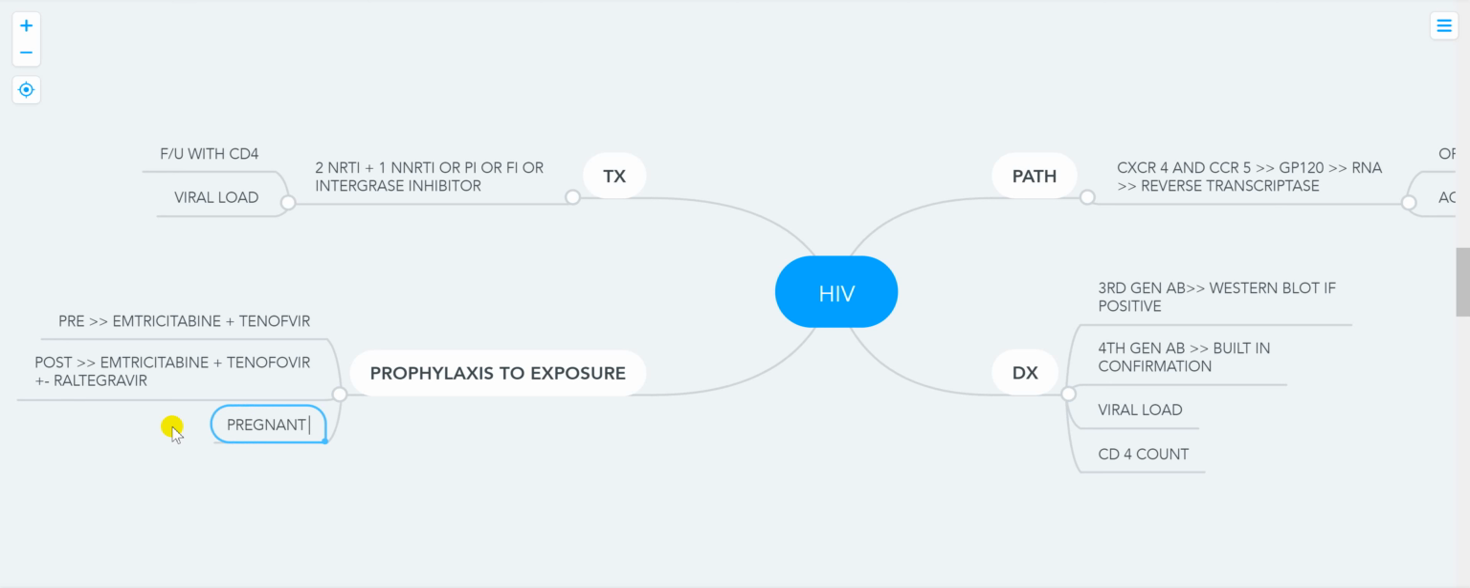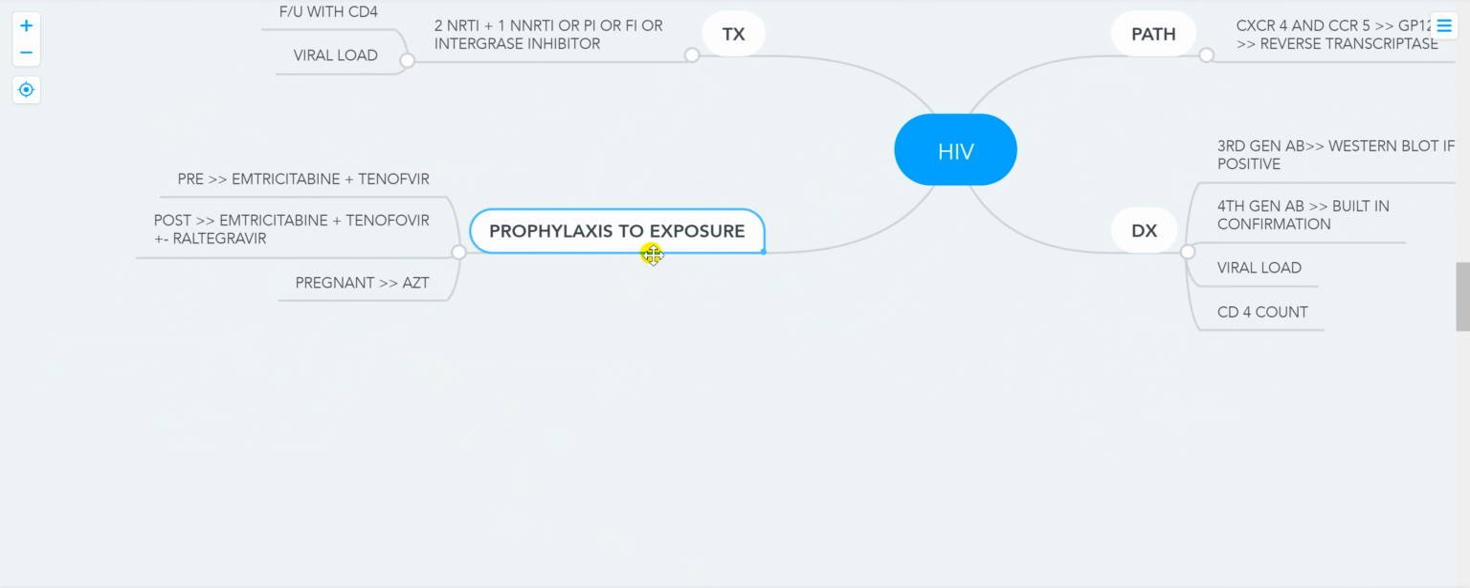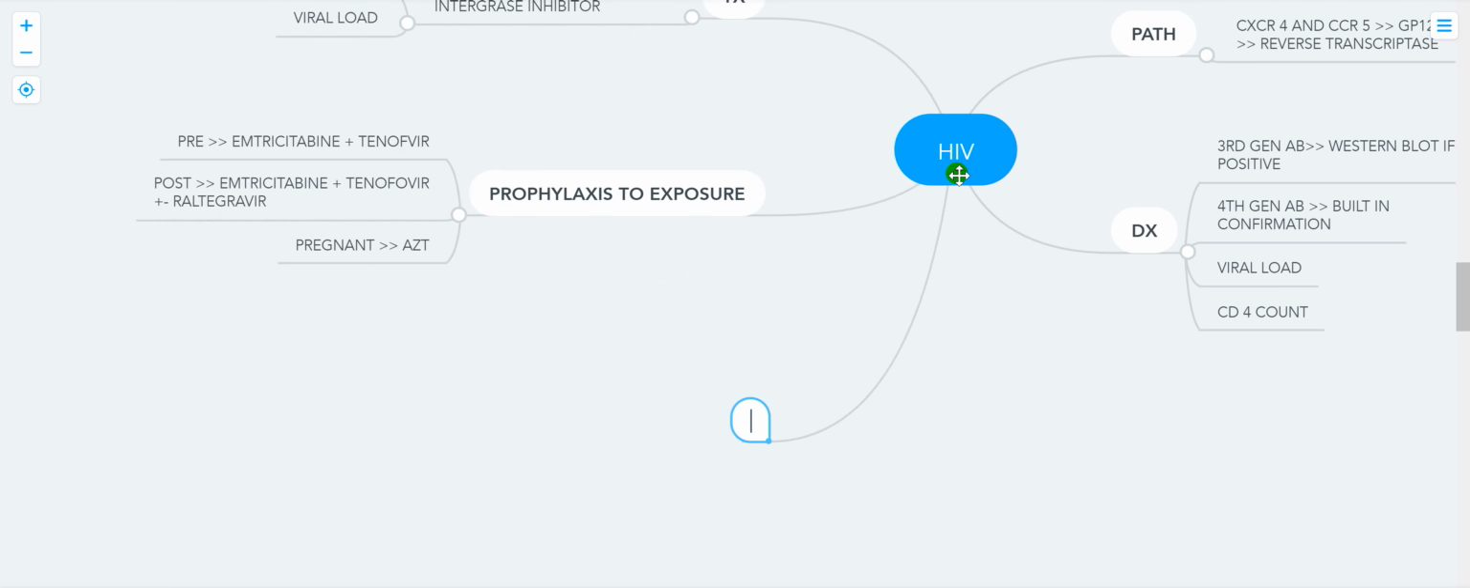If a pregnant woman needs HIV prophylaxis, you can do AZT, zidovudine. So there's another prophylaxis, for opportunistic infections. Let's talk about the opportunistic infections, because that's how HIV could manifest.